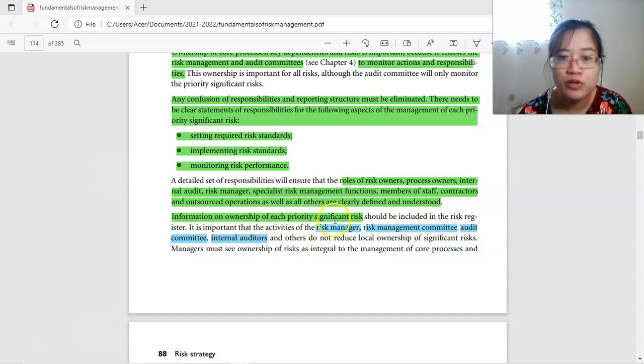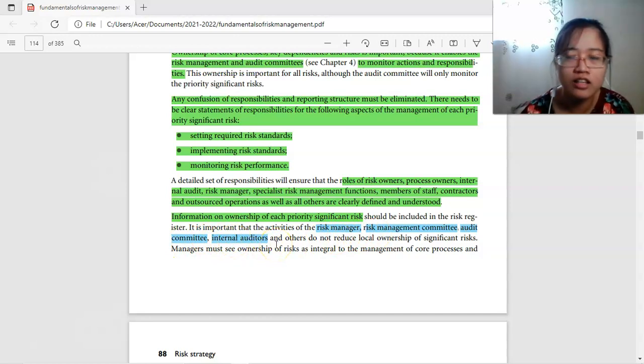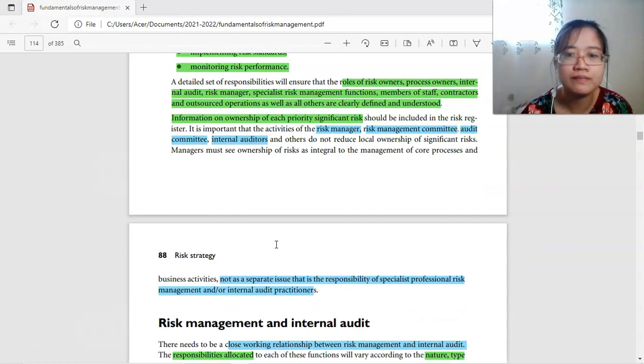Information and ownership of each priority significant risk. Ayan, kailangan kasama rin siya dun sa risk register. Yung mga activities na yon, you have your mga responsible people na yon, either risk manager, risk management committee, audit committee, internal auditors, or kahit yung department heads mismo na nag-oversee ng isang particular department ng business. Okay?